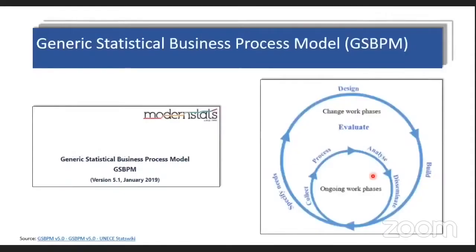The second best practice is the Generic Statistical Business Process Model, or GSBPM. In this slide, we can see the latest version of GSBPM is 5.1. As we know, GSBPM describes and defines the set of business processes needed to produce official statistics. It provides a standard framework and harmonized terminology to help statistical organizations modernize their statistical production processes, as well as share methods and components with another survey.